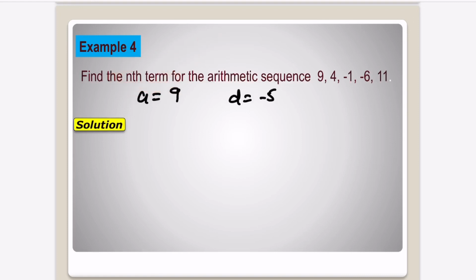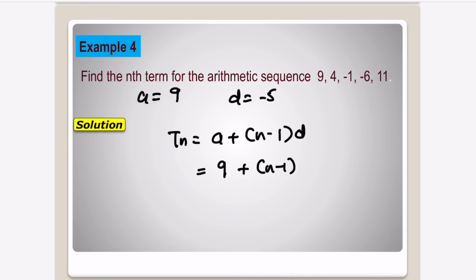So recall the formula of Tn for arithmetic, which is Tn equals a plus n minus 1 d. And then substitute all the values, where a equals 9, plus n minus 1 multiplied by negative 5. And then you need to simplify. You will get 14 minus 5n. So this is your Tn.